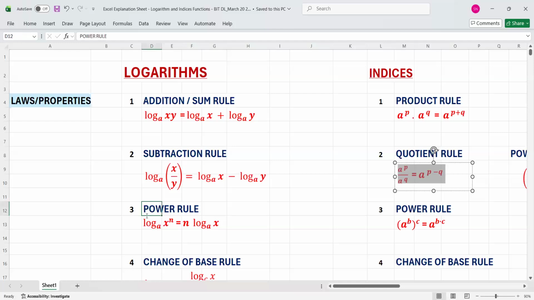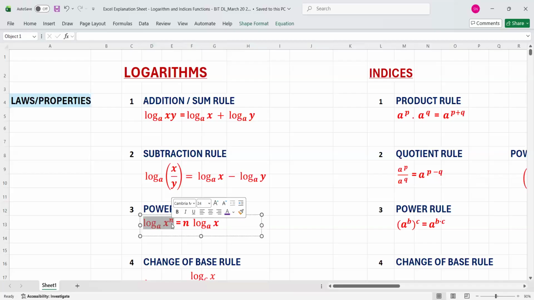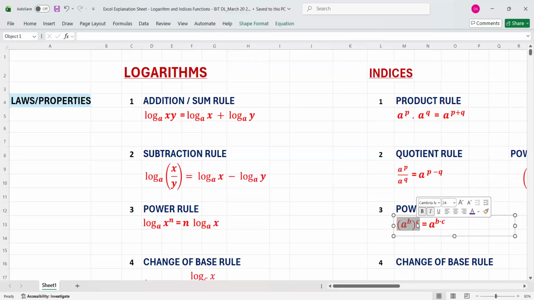Then the third rule. The third rule says that when you have a log of a number raised to a power, log x raised to the power n, the power n now comes to multiply the log of x. We call this the power rule. Log x raised to the power n becomes n log x. And in the form of exponents, a raised to the power b, all raised to the power c, becomes a raised to the power b times c. Okay, so these are the three basic rules.